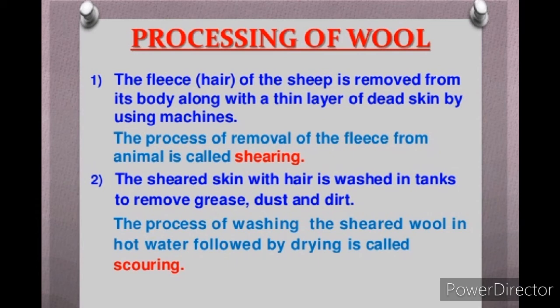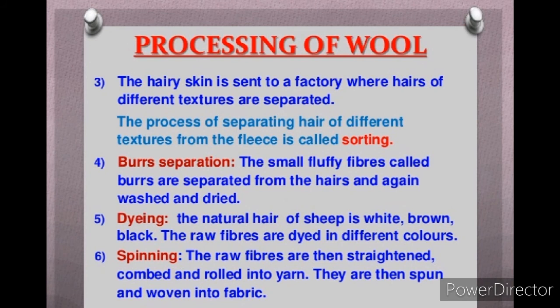The sheared skin with hair is washed in tanks to remove grease, dust, and dirt. The process of washing sheared wool in hot water followed by drying is called scouring. So, till now we have read two processes: shearing and scouring. Now, the next process. The hairy skin is sent to a factory where hairs of different textures are separated. The process of separating hair of different texture from the fleece is called sorting. The third step is sorting. Next is burr separation. The small fluffy fibers like burrs are separated from the hairs and again washed and dried.